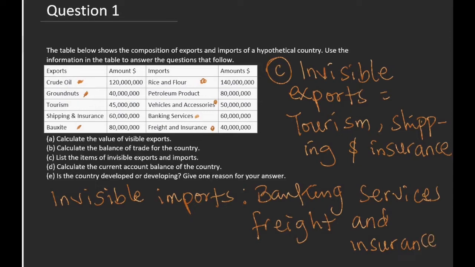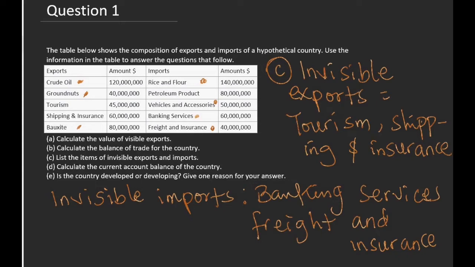Okay, that's all for C. C says list the items of invisible exports and imports. So we have them. Invisible exports, we have the tourism, shipping and insurance. Invisible imports, we have the banking services, freight and insurance. Take note of this. I'm going to wipe the board.